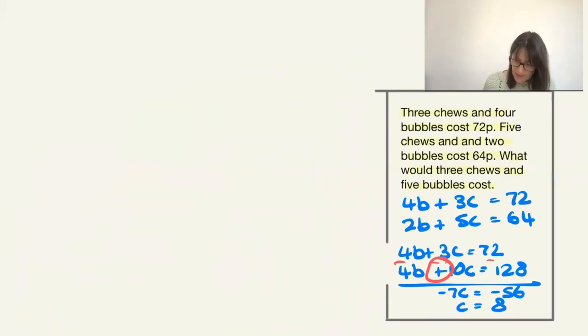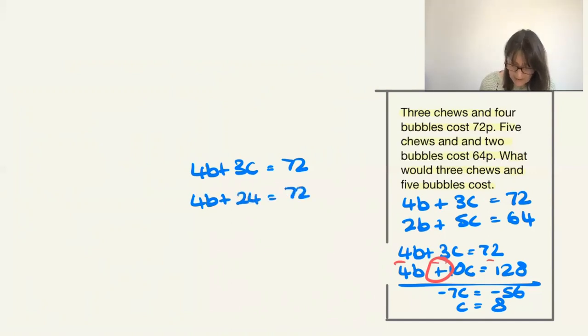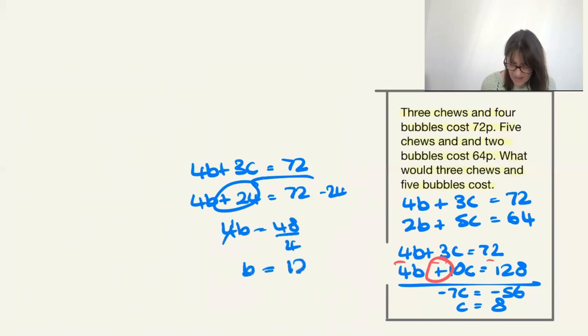Okay, so now I know c is equal to 8. I need to just choose an equation. I'm just going to go with 4b plus 3c equaling 72. Okay, I know that my c's are 24, so I've got 4b plus 3 times 8, 24. That's why I said 24 equals 72. Okay, we'll take off the 24 to give me 4b equals 48. Divide through by the 4, and b gives me 12.